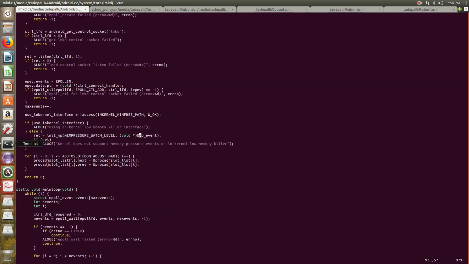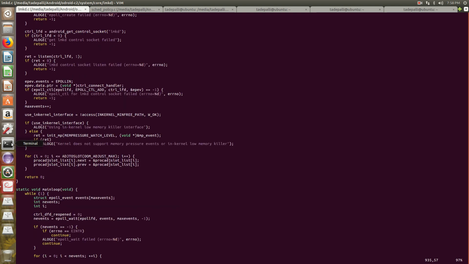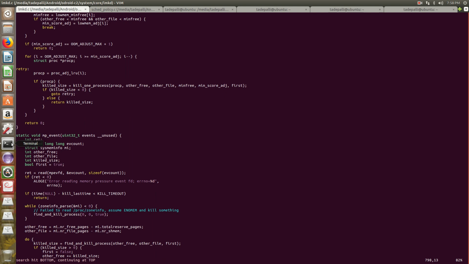So this gets called when you have the pressure level going less. And what the MP event does is it goes through find and kill process. That is what it does. Simply, it just finds a process which it can kill. So here you can see that the low memory killer uses C groups to identify the pressure level and get notified by the kernel when the pressure falls below a certain level.